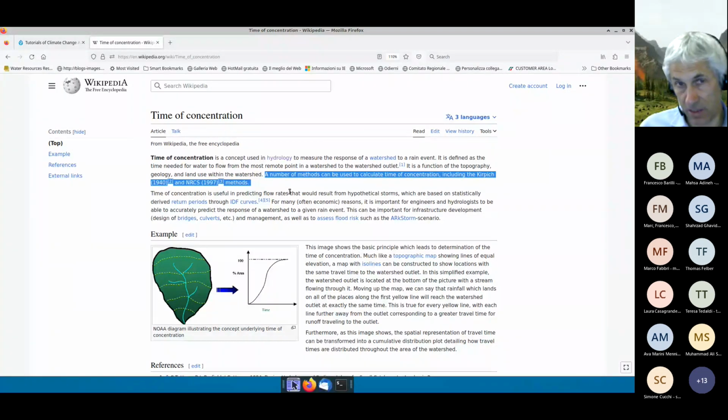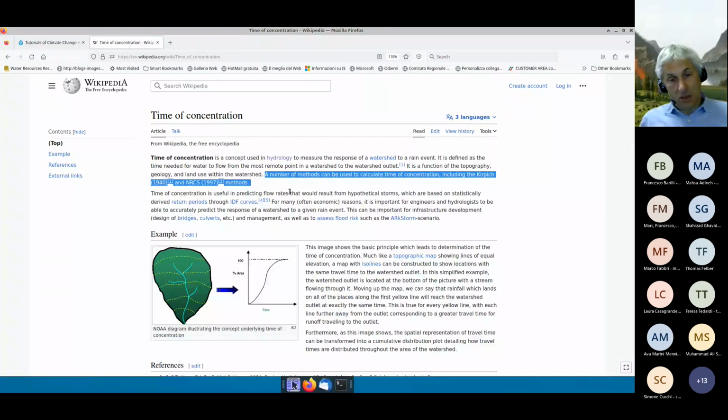The concept, I think, is clear. So you understand that for the Po River it is much longer than for a creek. Indeed, the time of concentration of the Po River may be 10 days, a couple of weeks. For a small creek, the time of concentration is probably a couple of minutes. And this explains why for a small creek, I need to consider a short time rainfall. For the Po River, I need to consider a rainfall that lasts for a couple of weeks.